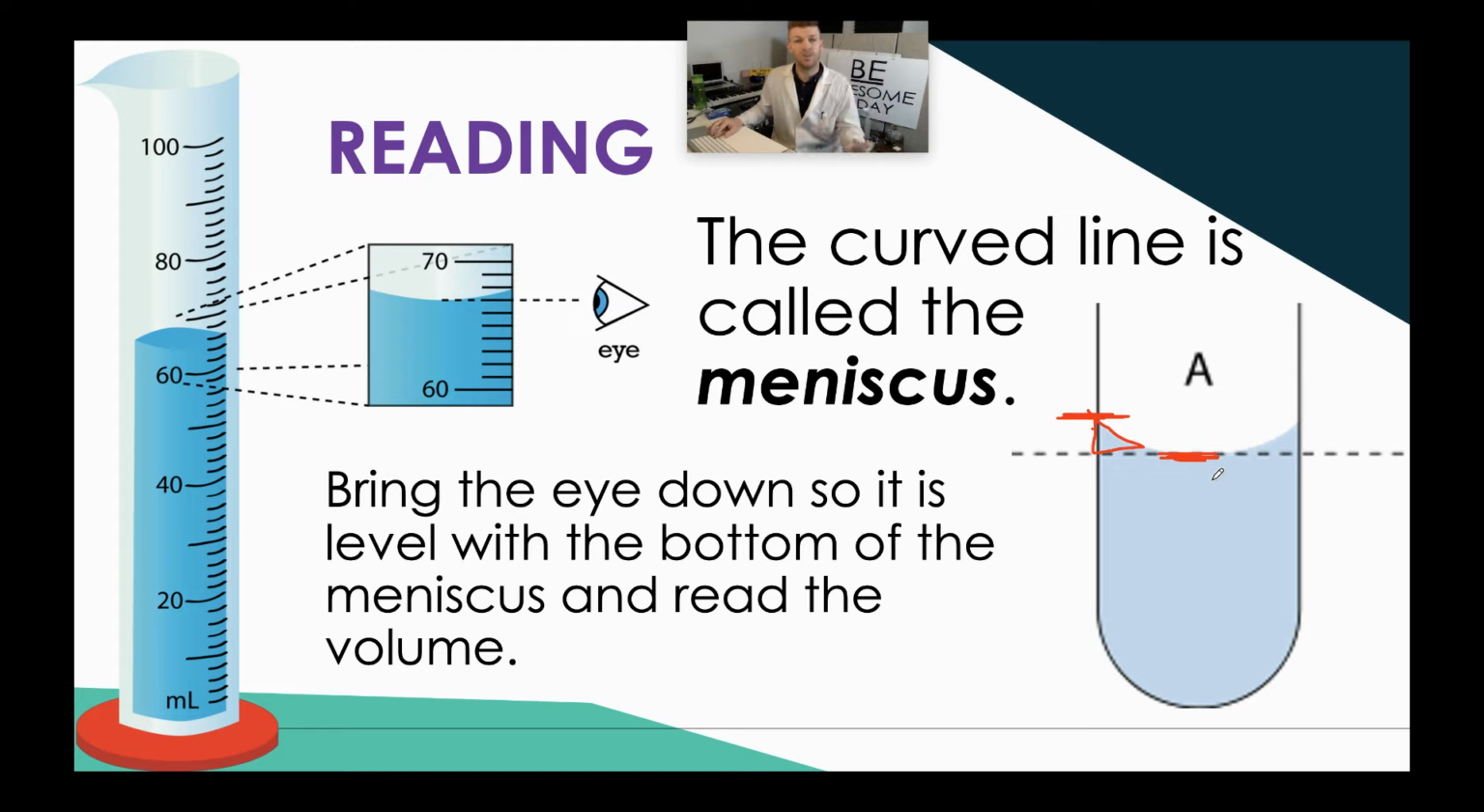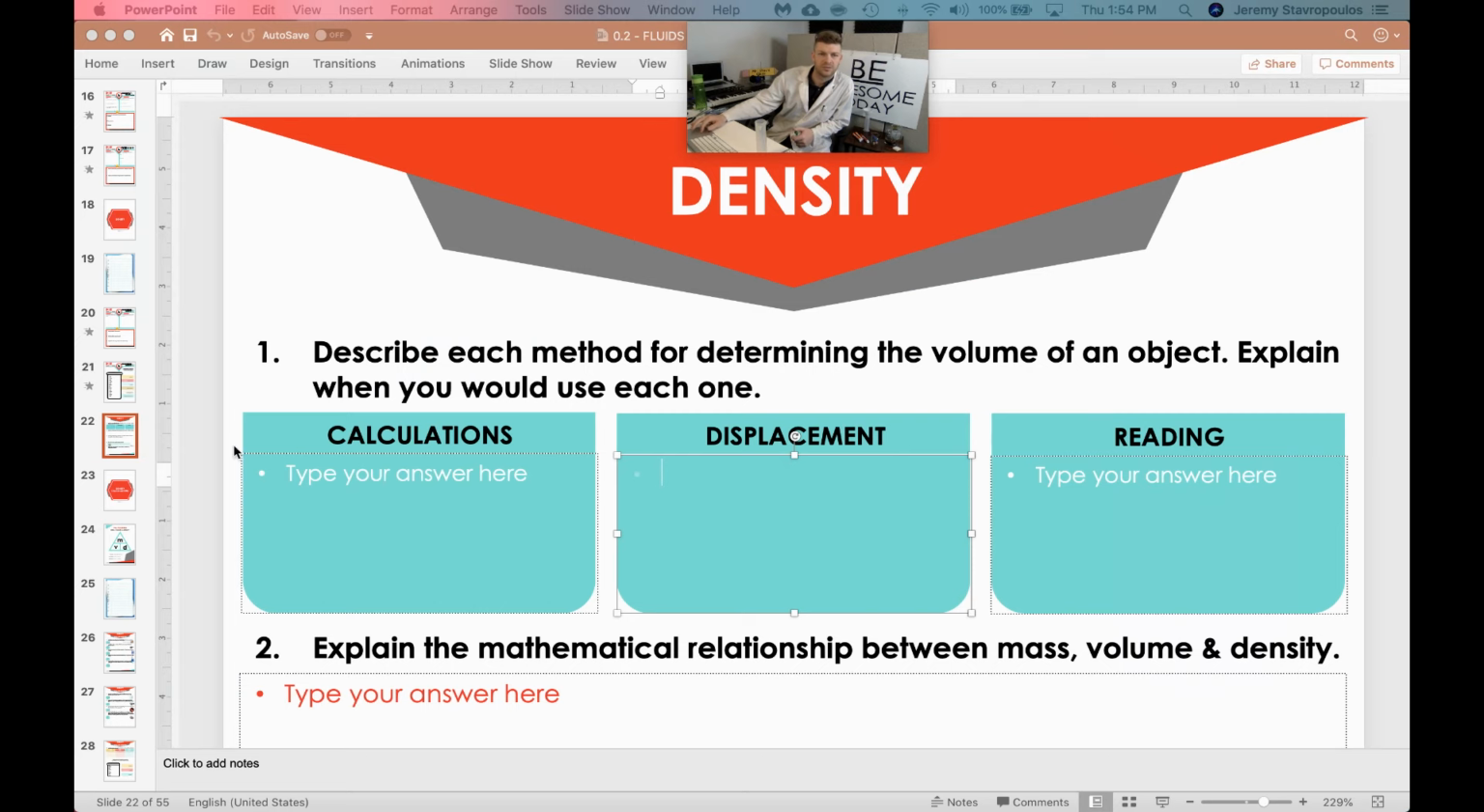So to do a proper reading is what you're going to put in your notes. You're going to bring your eye to eye level with whatever you're doing the reading of. I don't want to be looking from here. I want to get down and look right at eye level, so I can really see where that meniscus is, and read the bottom of that meniscus. So you should have these 3 things filled in.